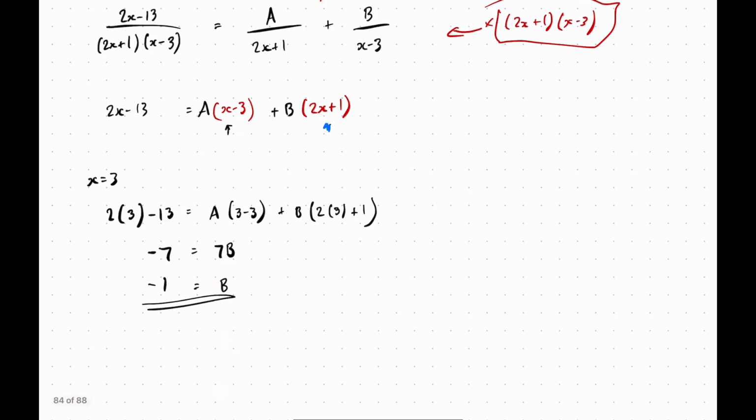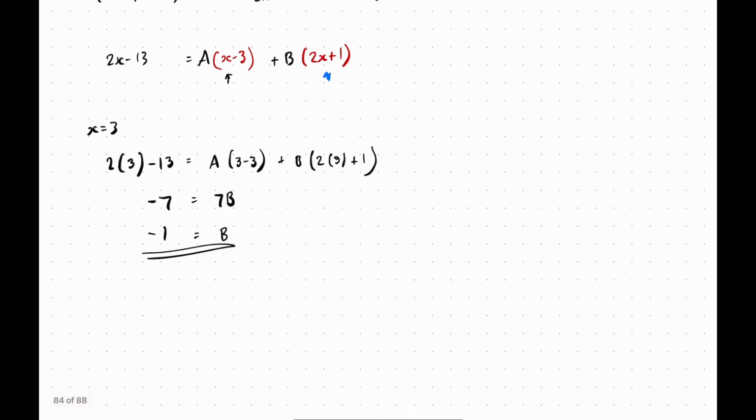Negative a half, or minus 0.5. Basically, you just say 2x plus 1 is equal to 0, and then solve that. So x is equal to minus a half, or minus 0.5. So we've got 2 lots of negative 0.5.